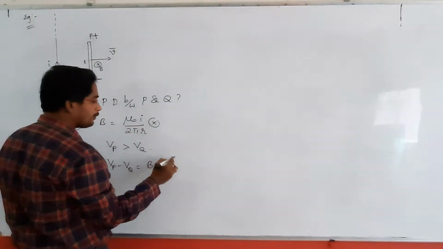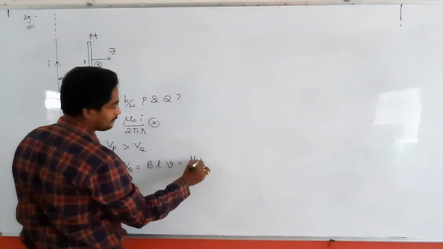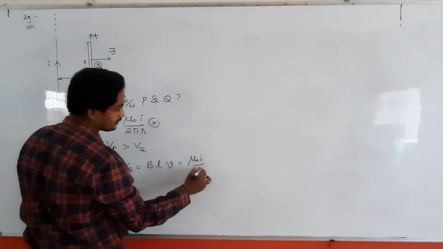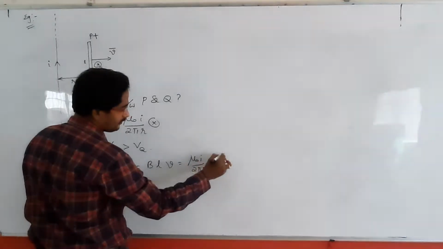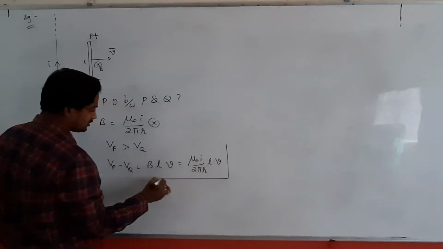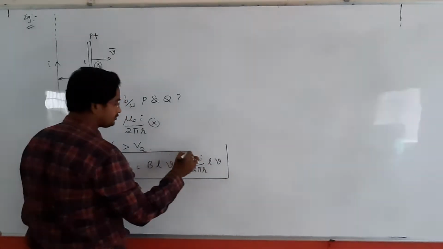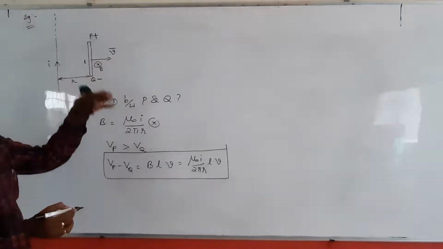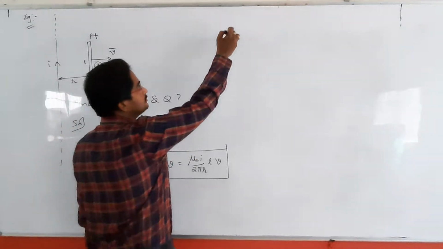What is the B value obtained above? Mu naught I by 2 pi R, into L, into v. So this is the induced EMF formula. This problem is over. Next example.